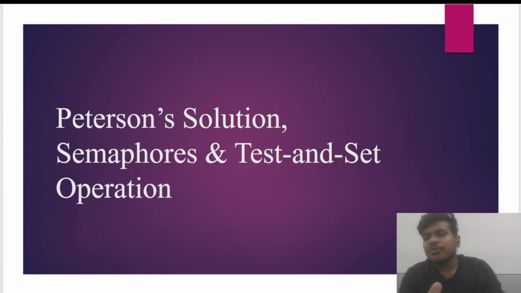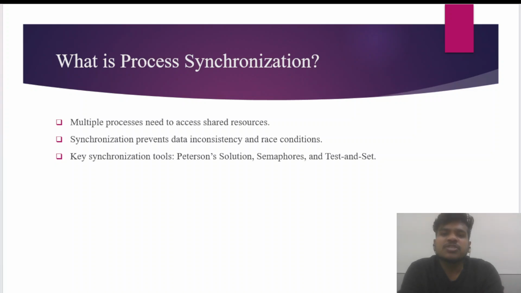But before moving further, we should know what is process synchronization. So, when multiple processes need to access shared resources, synchronization prevents data inconsistency and race conditions. The key synchronization tools are Peterson solution, semaphore, and test and set, which we are going to learn in this lecture. But if you want to learn more about process synchronization, you can refer to our previous lectures.